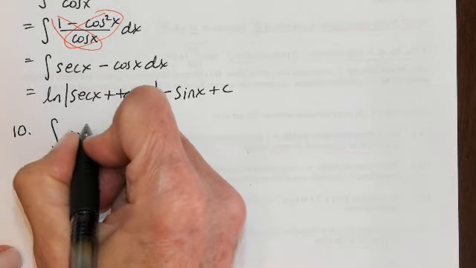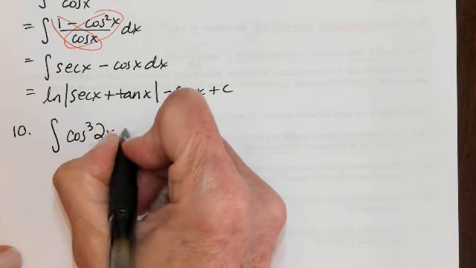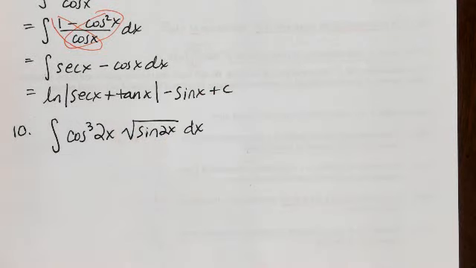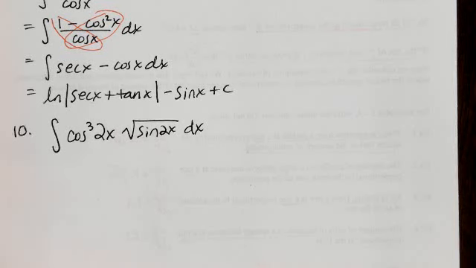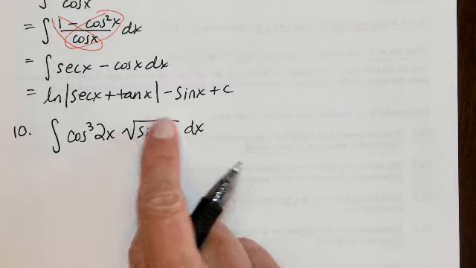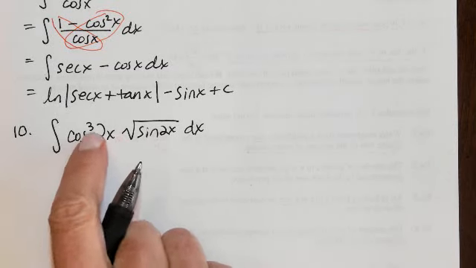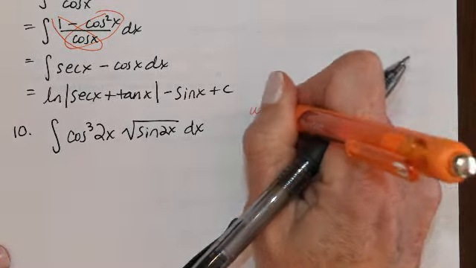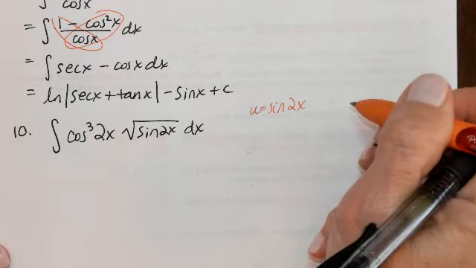The antiderivative of cosine cubed 2x times the square root of sine of 2x dx. Okay, this looks very complicated, doesn't it? When I take a look at this, I'm not sure what to do. I would like to let u be sine of 2x. That's what I want to be because it's underneath this radical. But then I have this cube on the cosine and it ruins it. But that's what my thought process is. I would sure like to let u be sine of 2x.